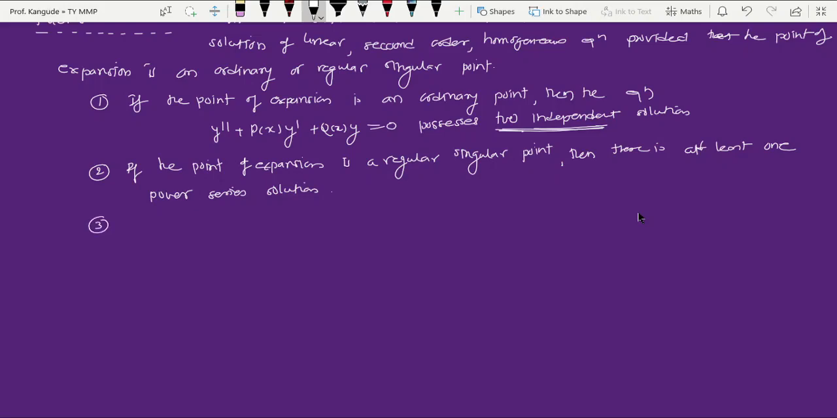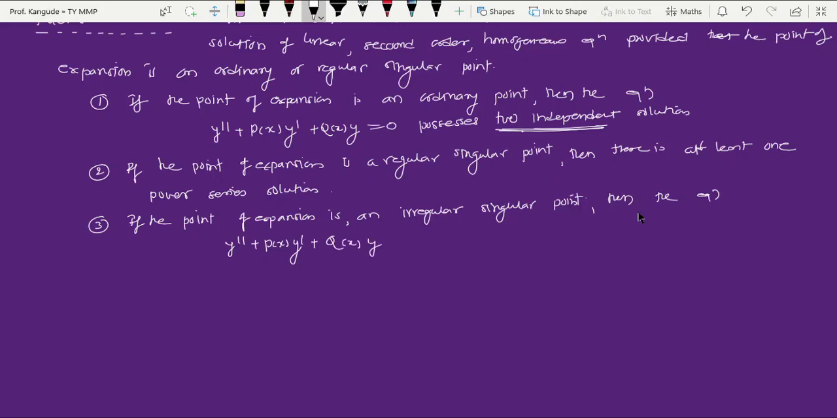And the third statement: if the point of expansion is an irregular singular point, then the same equation y'' + p(x)y' + q(x)y = 0 may or may not, it's not guaranteed, possess any power series solution. Okay, so try to understand.